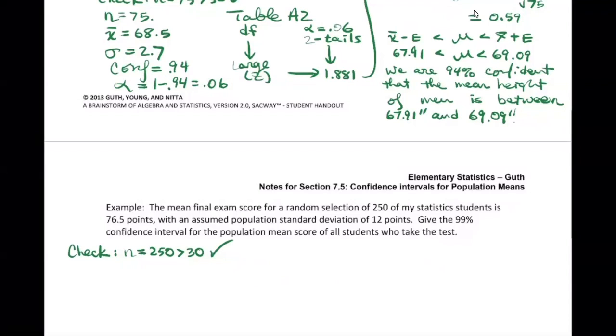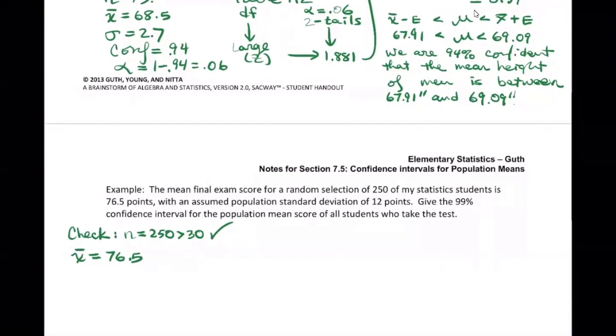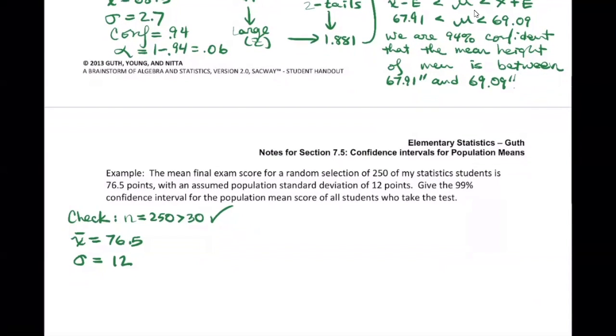The mean is 76.5, that's your X bar, 76.5. And it says I need a population standard deviation. It says it's 12, so that's sigma. The population standard deviation is 12. They want a 99% confidence interval, so the confidence is 0.99. Alpha is 1 minus 0.99, so that's 0.01.